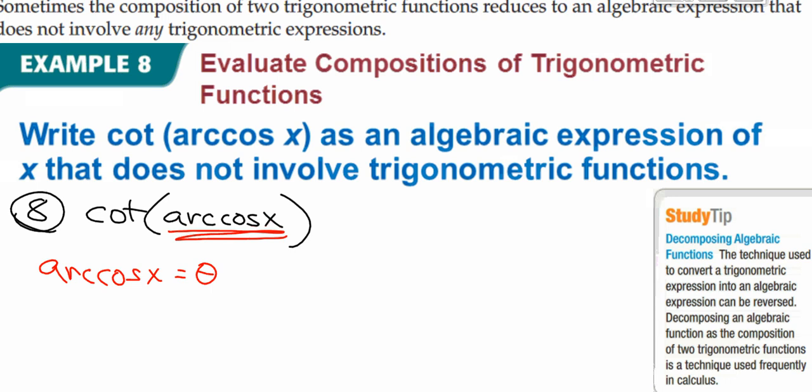So that means that the cosine of theta is equal to x. But I'm going to write x as x over 1. Does that make sense to you? Because I want to think of that as a ratio. x is x over 1. Because cosine theta is what kind of side over what kind of side?